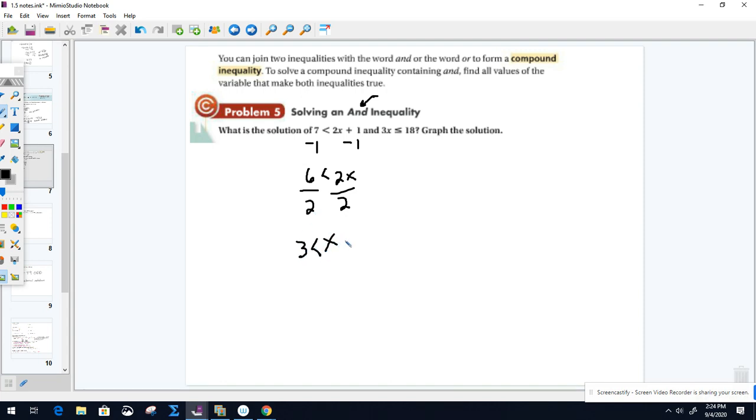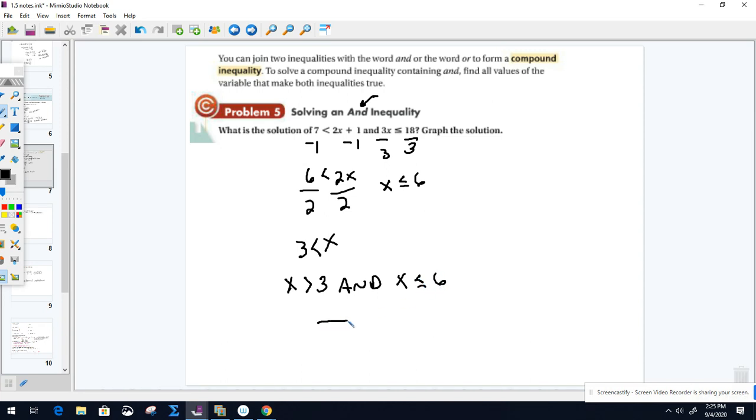I don't like the way that's read, so I'm going to put the x first. Notice if I flip the x and the number, I have to flip the symbol as well. So I got x is greater than 3. I'm going to put the word and here because now I'm going to solve this other problem just like I would. I've got 3 times x is less than or equal to 18. So I divide by 3, and that gives me x is less than or equal to 6. So, and x is less than or equal to 6.